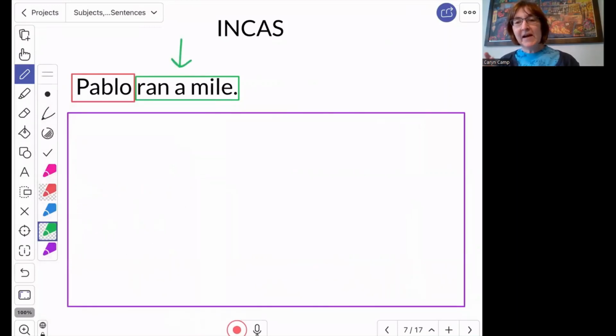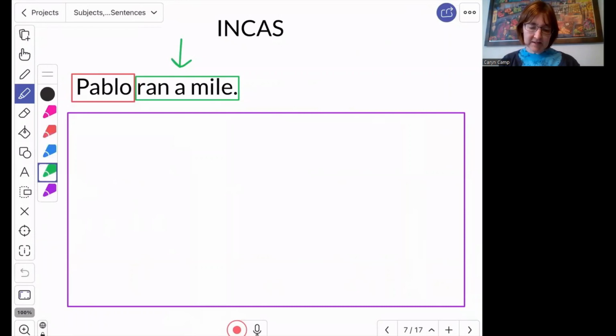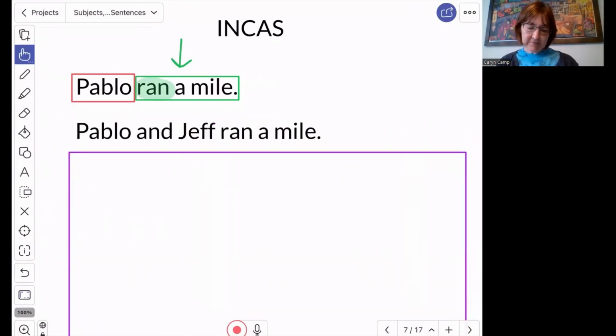But we need to find the simple predicate. That's just the verb. I'm going to highlight it in green. It's ran. That's the verb. Now, this sentence is just red-green. It's just subject predicate, so that is a simple sentence. All right, let's go down to the next one.